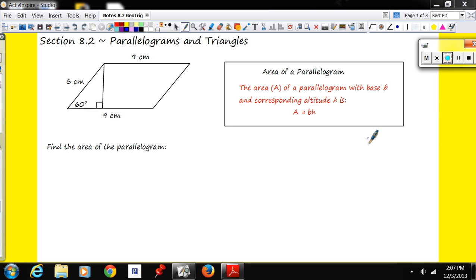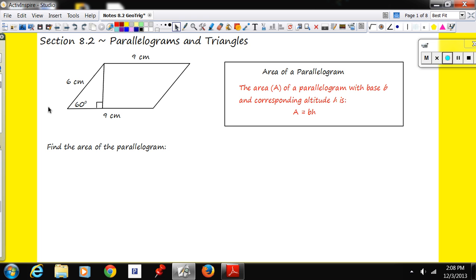Looks like a parallelogram. But if I was to take this triangle and move it over here, now what does it look like? Looks like a rectangle. So that's why the formula for a rectangle is the same as the formula for a parallelogram, because you could make every parallelogram become a rectangle by taking off this triangle at the end there and moving it over. So we have the same formula for a rectangle as we do for a parallelogram.